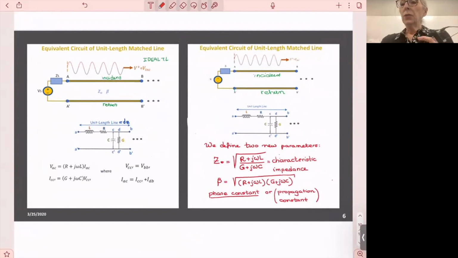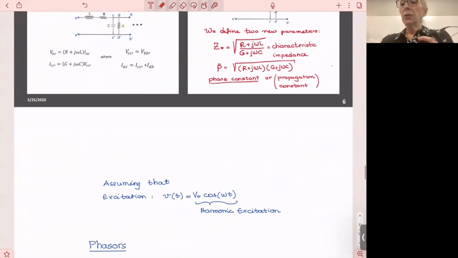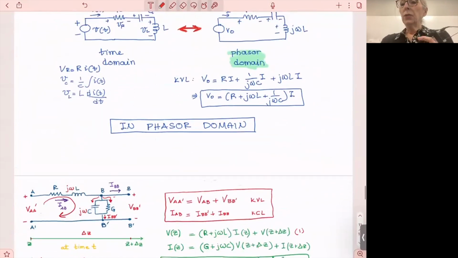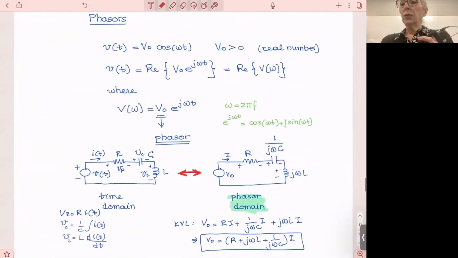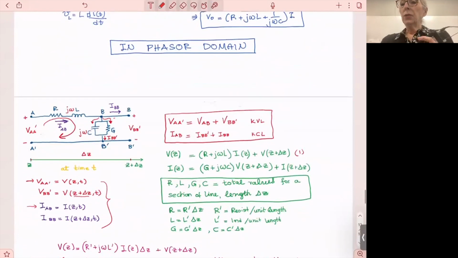So now we found our equivalent circuit. This is still for an electrically small line. And from here, we are going to look at what we have seen about the phasor domain. Assuming that you remember how we introduced the phasors, because we are going to go away from the time domain and turn this equivalent circuit into phasor form.